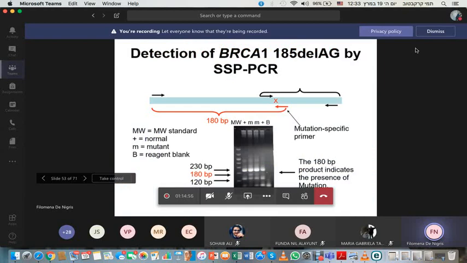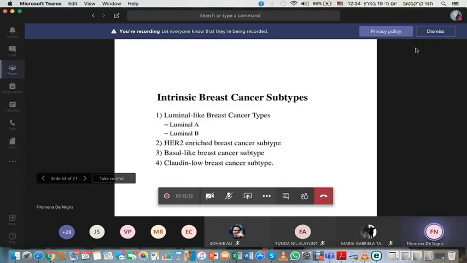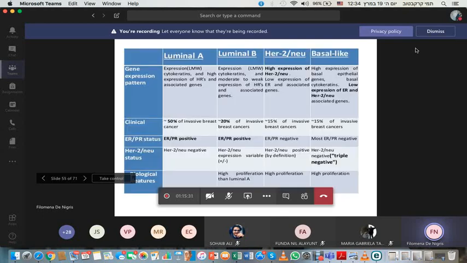This is an agarose gel. Here are the bands that indicate the mutation. It is an extra band. This indicates that the patient has mutation in BRCA1 and BRCA2 genes. Another history about breast cancer: I can show you how we can stratify the patient on the basis of risk and which kind of treatment we can offer for this patient.